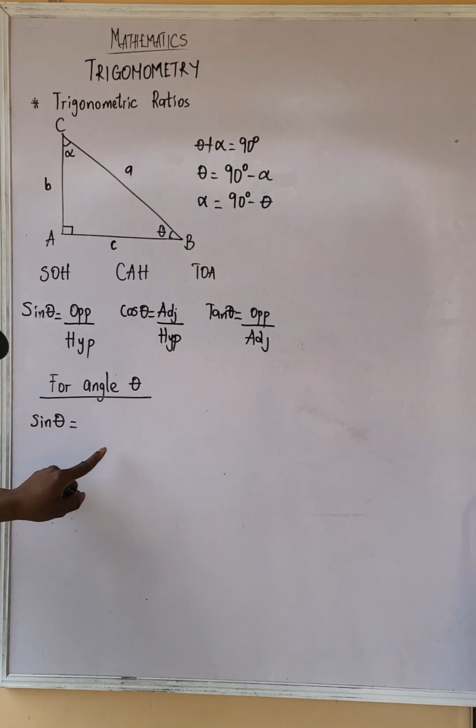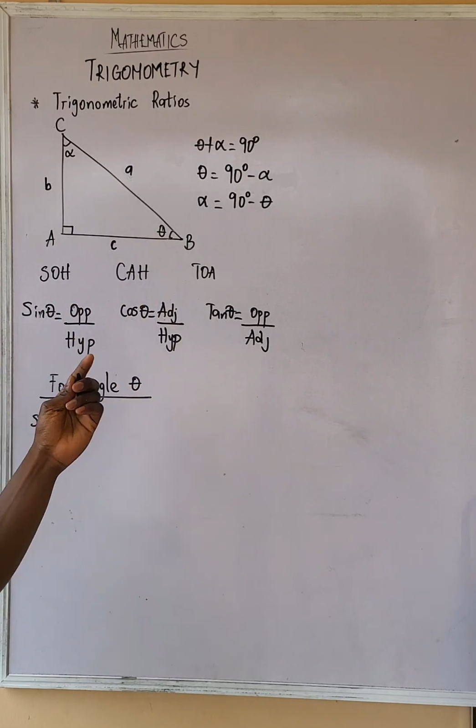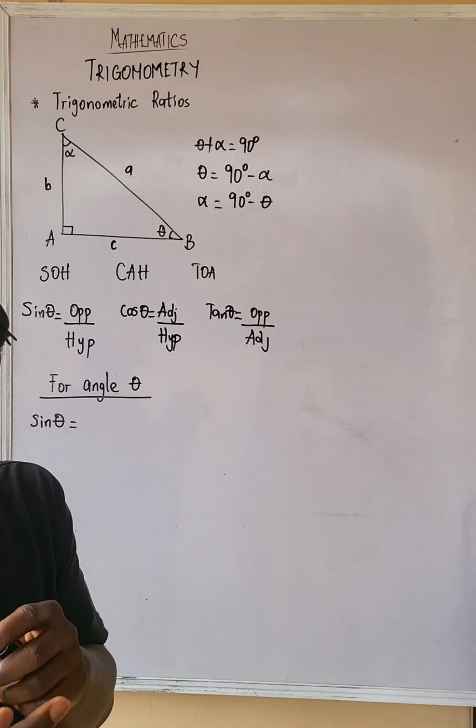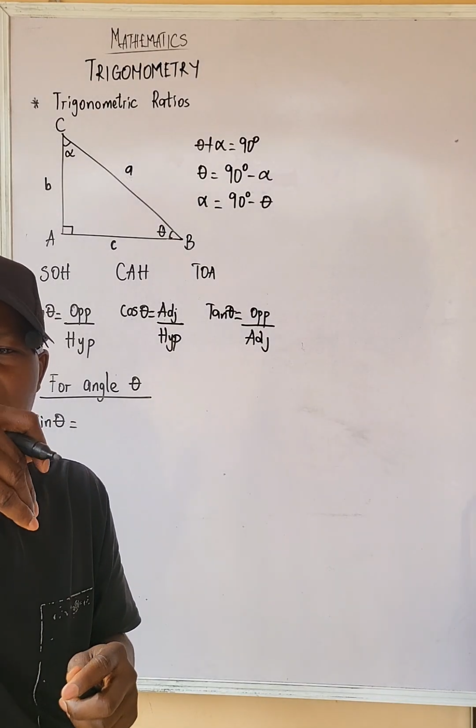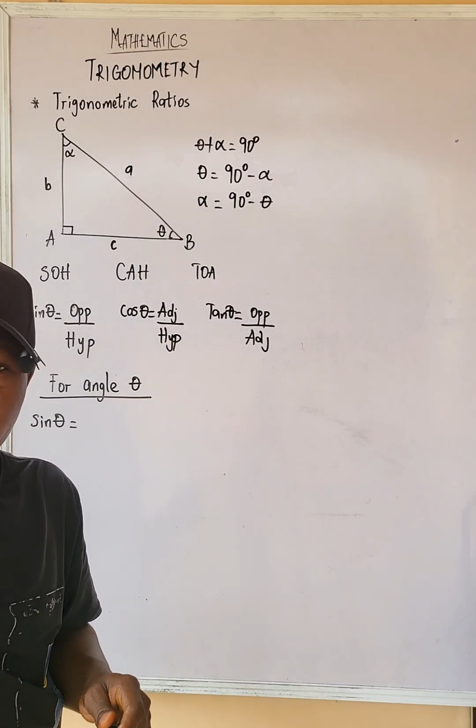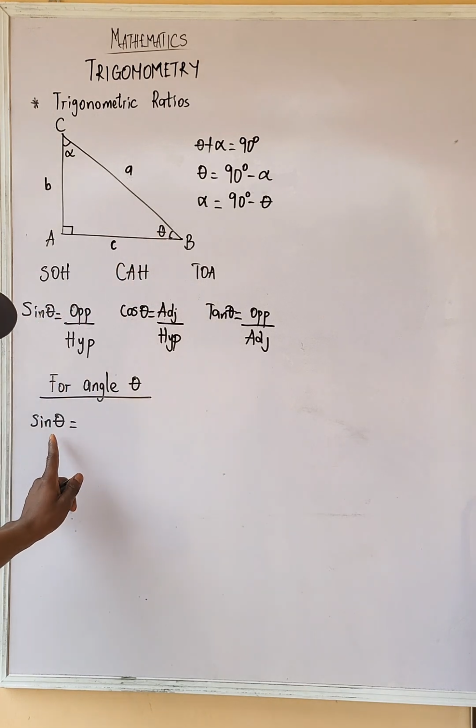I'm talking about sine theta. This is the theta here. Now, what do we call opposite? I said opposite is the side facing that angle. Opposite is that side facing the angle of what you are dealing with. Now, we are dealing with this angle theta because we call it sine theta.